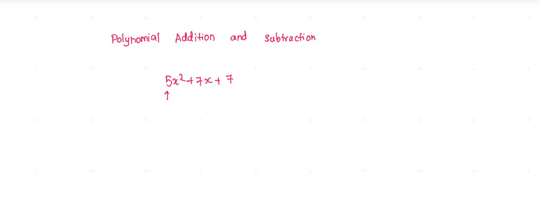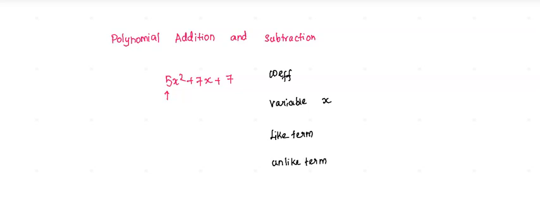So first one is coefficient. Coefficient is nothing but the number that is written before any variable. Variable means any alphabet. Generally we use x, but it can be any alphabet. And the next important thing is we should know what is meant by like term and unlike term.